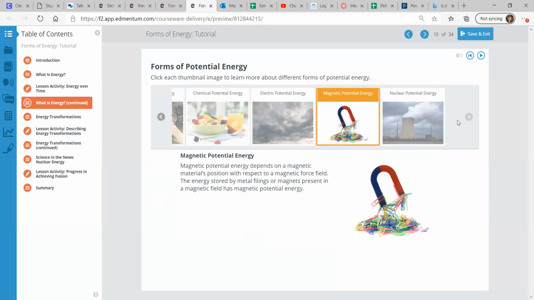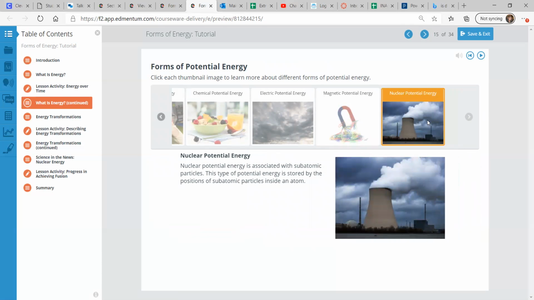Magnetic potential energy depends on a magnetic material's position with respect to a magnetic force field. The energy stored by metal filings or magnets present in a magnetic field has a magnetic potential energy.